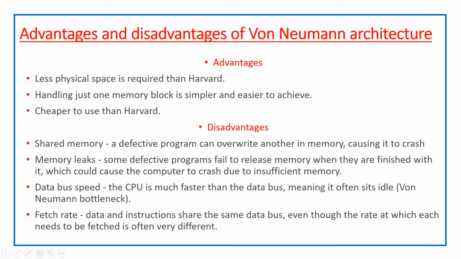What are the disadvantages? First point is shared memory. This point says that a defective program can overwrite another in memory, causing it to crash. As the memory is shared between many programs, a defective program can overwrite another program in the memory, causing the memory to crash.